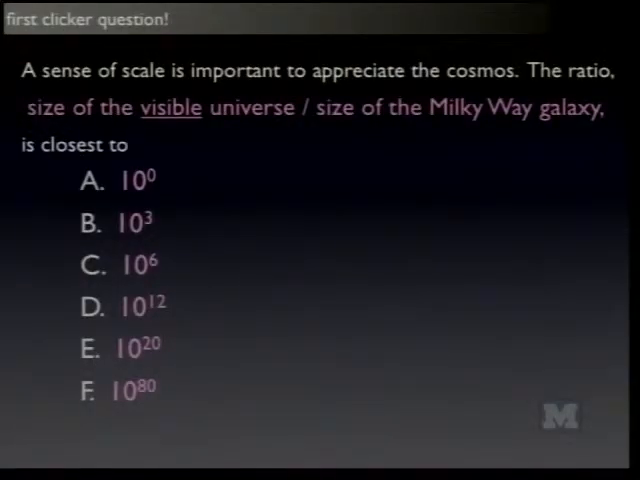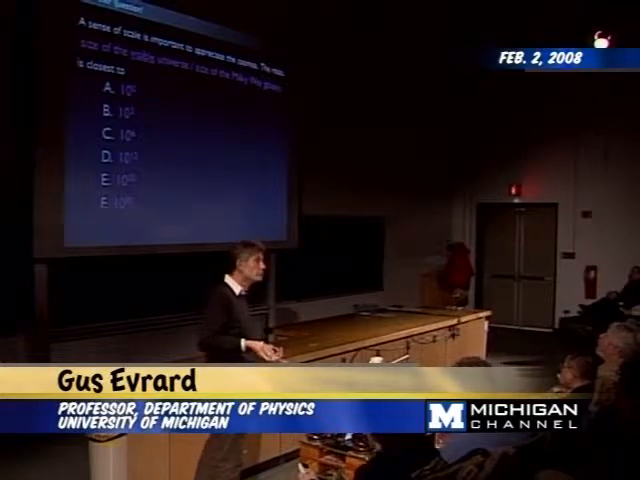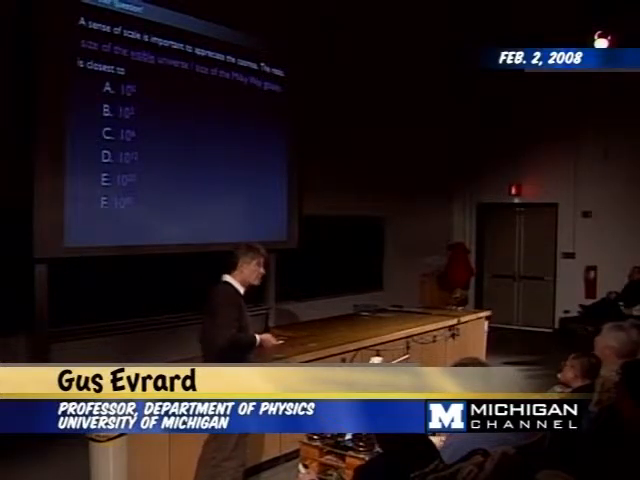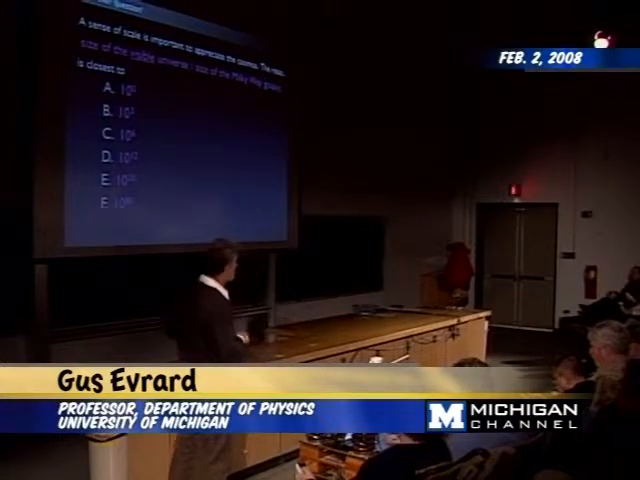So this would be that the universe is the same size. 10 to the 0 is 1. 10 to the 3 is 1,000. 10 to the 6 is a million. 10 to the 12 is a million millions, right? So let's collect your answers. Emily is happily doing that.